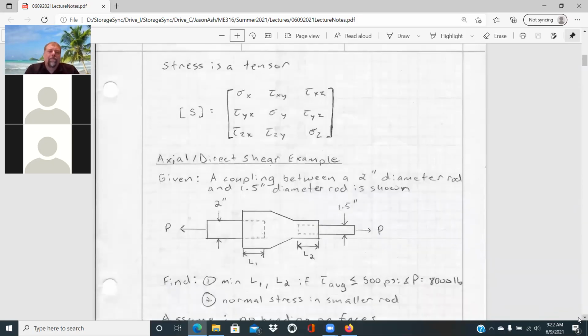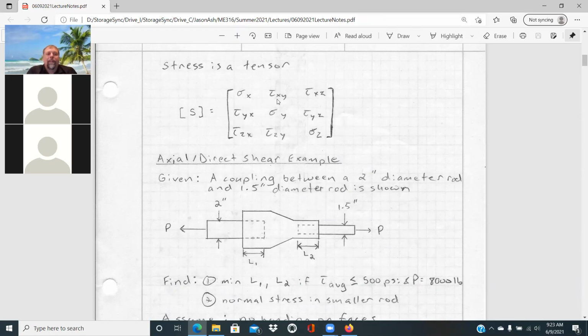Then also a concept in ME 216 is developing that stress is a tensor. And so you have a full 3D state of stress comprised of your normal stresses, sigma X, sigma Y, sigma Z, and your shear stresses, tau xy, tau yx. This matrix is symmetric, so tau yx would be equal to tau xy. And this is for materials that are isotropic in nature. They have the same properties in all directions, and they're homogeneous as well. So they're the same throughout the entire material.